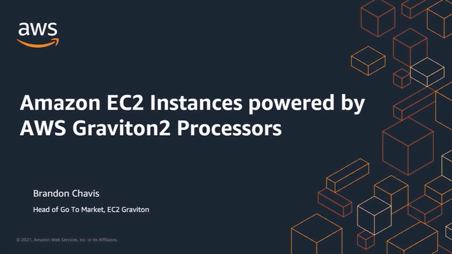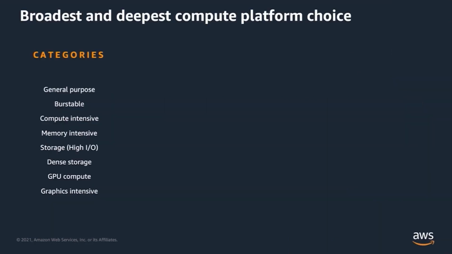Today we're going to talk about Amazon EC2 instances that are powered by the AWS Graviton2 processors. To set a little bit of context, AWS has the broadest and deepest range of choices for compute in the cloud. We have families of instances designed for virtually any workload, whether you want to optimize for raw CPU cycles, memory per CPU, even high I/O storage and powerful GPUs. There is an instance category to meet your needs.